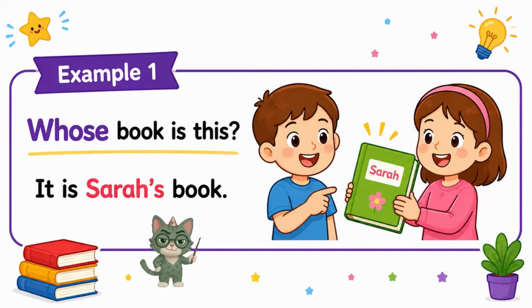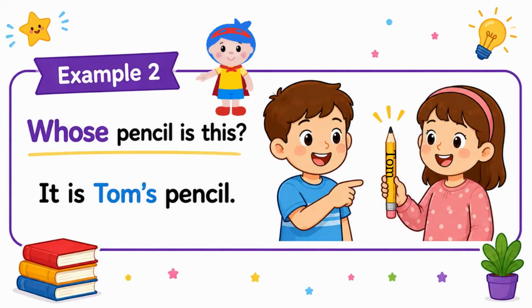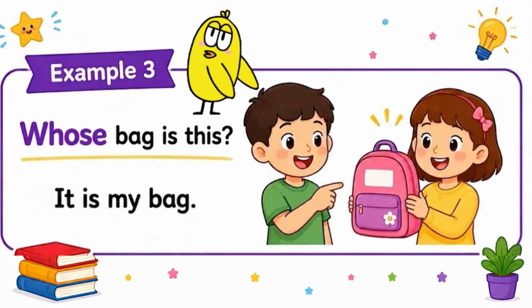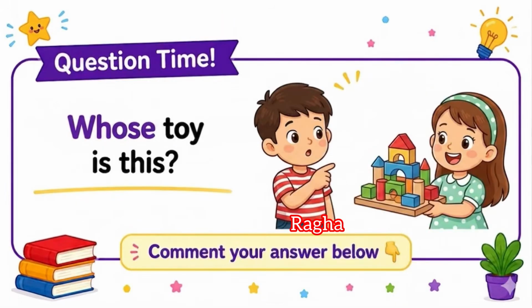It is Sarah's book. Example 2. Whose pencil is this? It is Tom's pencil. Example 3. Whose bag is this? It is my bag. Now it's your turn.